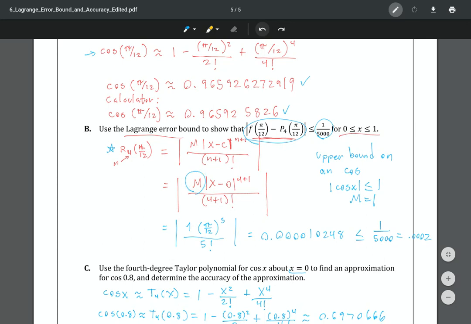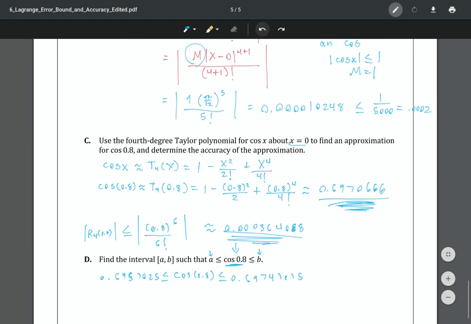So I'm going to replace that M with a 1, okay? And then after that, I'm just going to plug in a pi over 12 for x, which is what you see me do here, all right? So I'm going to plug all that in and find out that this is the answer, which is indeed less than or equal to 1 over 5,000.